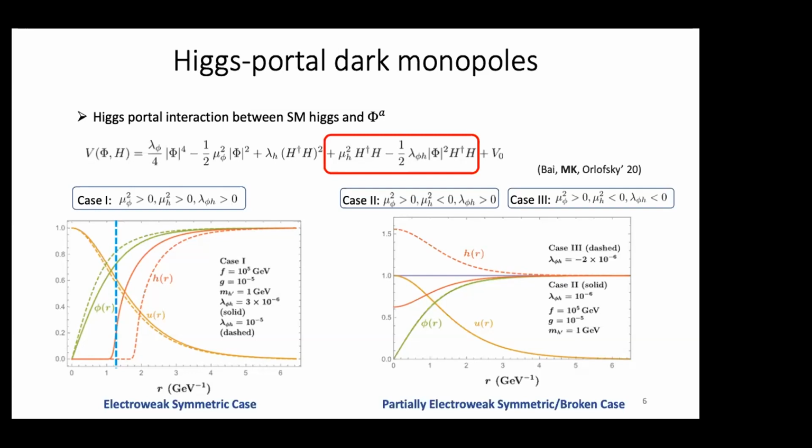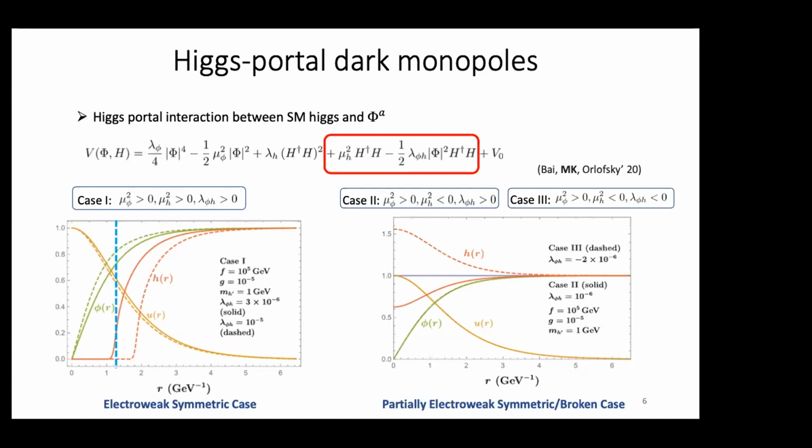Now it is pretty clear that we will get some sort of field profile for the Higgs because of this coupling. The idea is for the case where you have mu_phi squared positive, mu_h squared positive, and lambda_phi greater than 0. Inside the monopole, where the SU(2) symmetry is restored, or phi has vacuum expectation value 0, the Higgs vacuum expectation value is also 0. But outside of the monopole, where phi acquires a vacuum expectation value, you have the electroweak symmetry broken, and you have the usual vacuum expectation value for the Higgs. This is what we call the electroweak symmetric case.